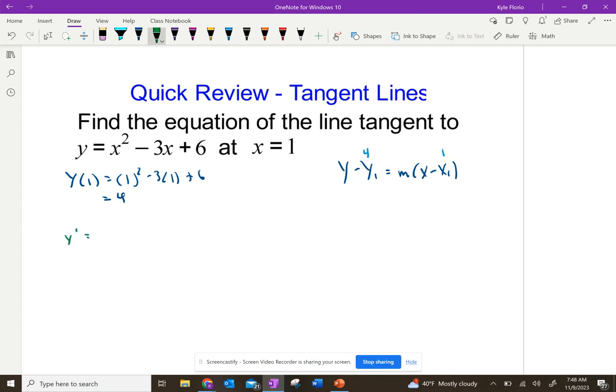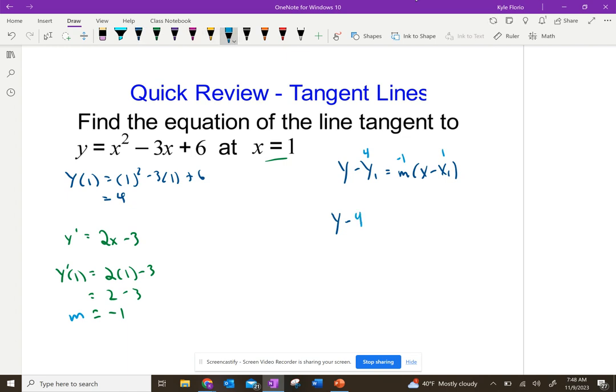And this is just a nice power function. The derivative of x squared is 2x. The derivative of minus 3x is minus 3. The derivative of 6 is 0, so that's my derivative. Now I want the derivative at this point, so I plug 1 into my function. So that's 2 minus 3, which is negative 1. And that is the slope, which is going to be negative 1. And that's all the work I need.